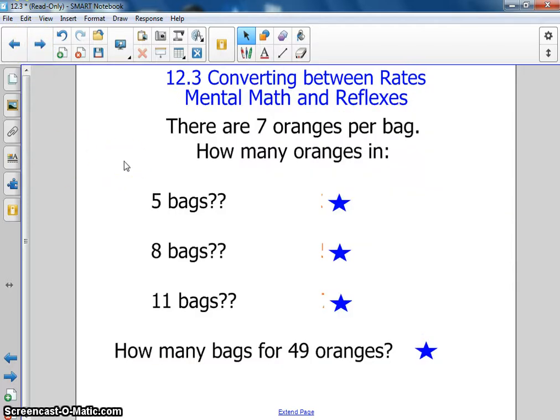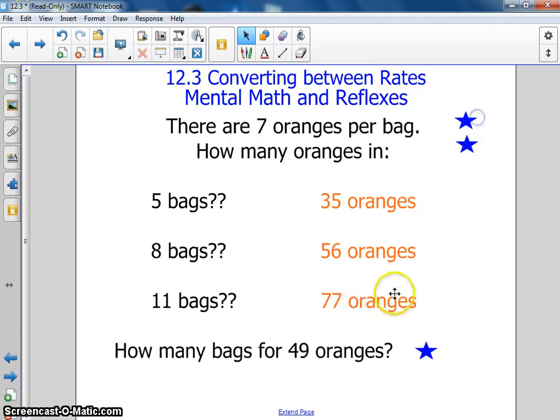Okay, let's do this in our head now. 1 bag of oranges has 7 oranges in it. So how many would 5 bags have? How many would 8 bags have? How many would 11 bags have? Well, 7 times 5 is 35. 7 times 8 is 56. 7 times 11 is 77. How many bags would be 49? Well, now we're going opposite. We know 49 oranges, and there's 7 oranges in one bag. So we're going backwards. We're dividing. 49 divided by 7 is 7.